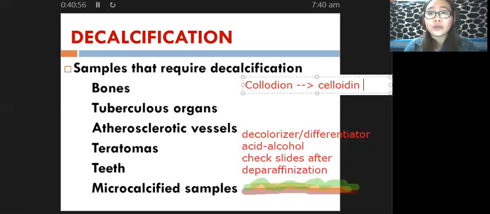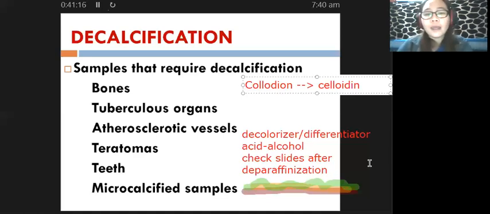Collagenization or collagenize only. But there is no such term as celloidinize or celloidinization. Okay? Are we clear? All right. So, after all of this discussion, what can we conclude?